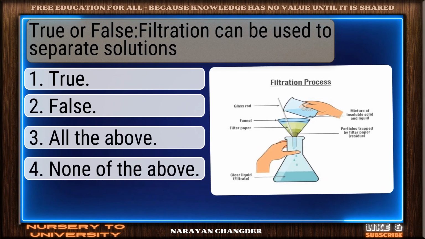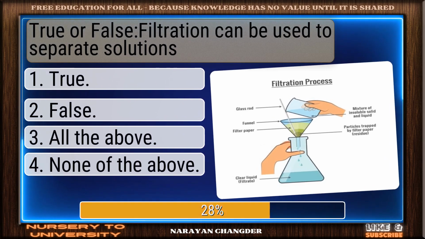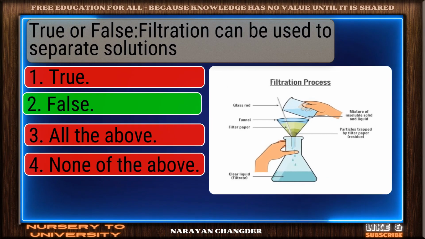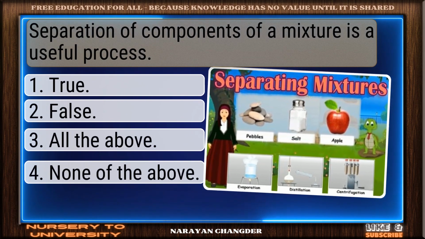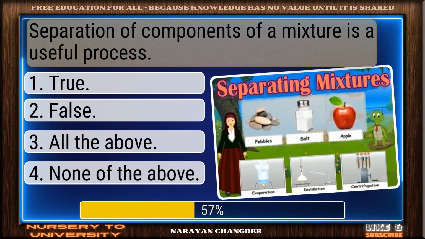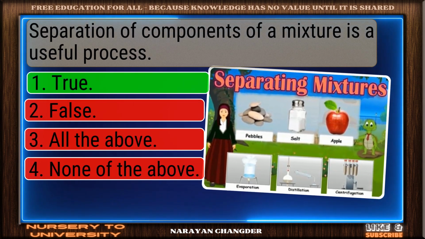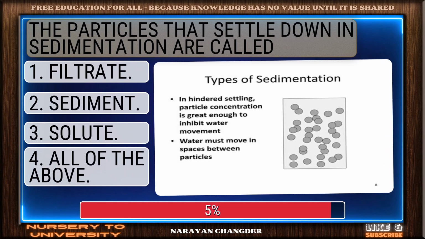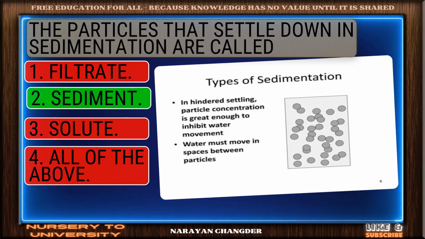True or false? Filtration can be used to separate solutions. You got it. Your choice false is right. Separation of components of a mixture is a useful process. Excellent. True is a brilliant choice. The particles that settle down in sedimentation are called. Valid point. Sediment is true.